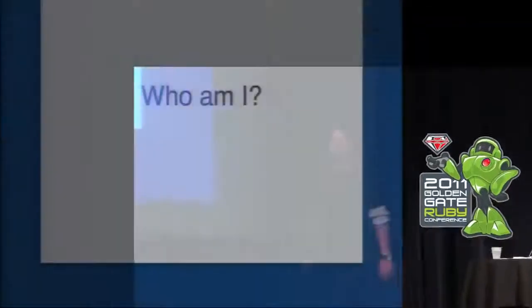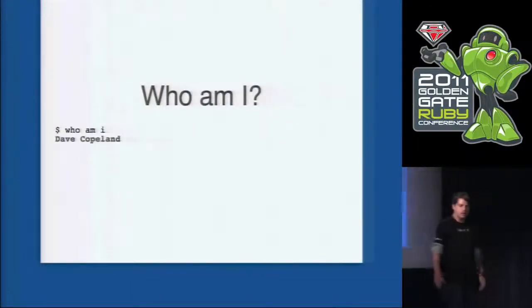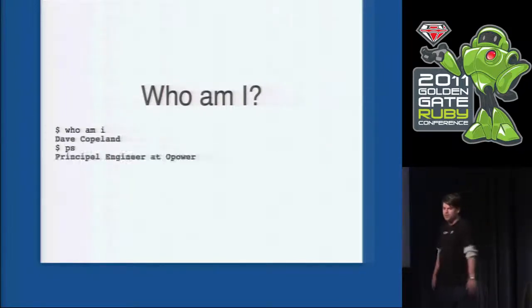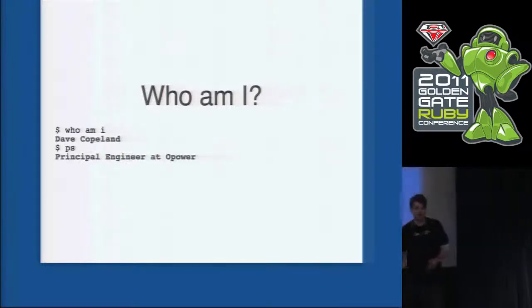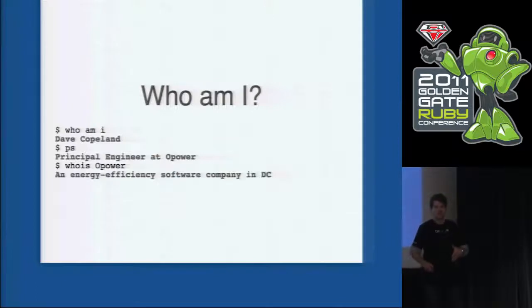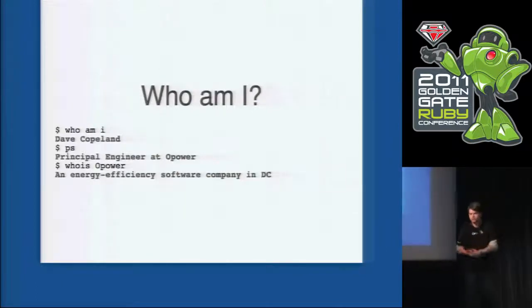Hi. Morning, everybody. So we have the slides going here. I'm going to talk about how to write command line applications in Ruby using test-driven development. Okay, so briefly, who am I? Dave Copeland, obviously, got that. I'm a principal engineer at OPower, and the reason that's relevant is, we're an energy efficiency software as a service company in DC. We have an office here.